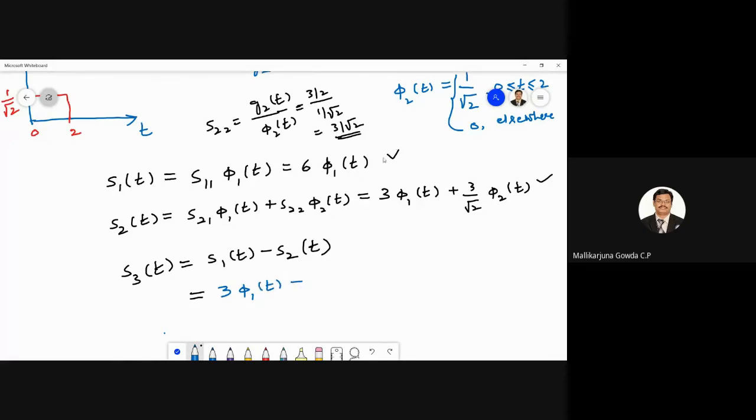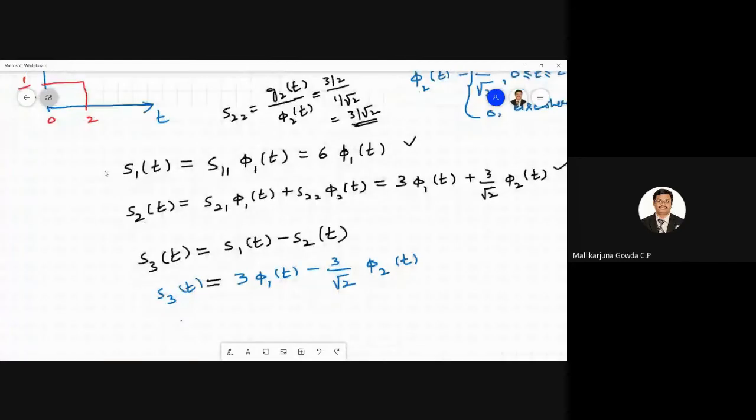Minus, here it is 0, right? Then here it is 3 by root 2 pi 2 of t. So can I write it is 3 by root 2 pi 2 of t? Yes, is this fine? As S3 of t. Okay, so this is the second task they have done in the given question. So we have expressed S1 of t, S2 of t, and S3 of t in terms of its orthonormal basis functions.